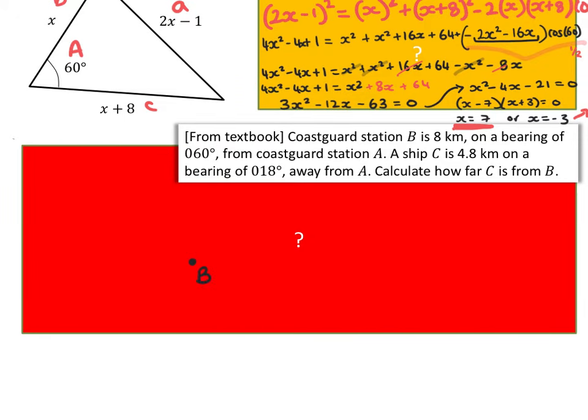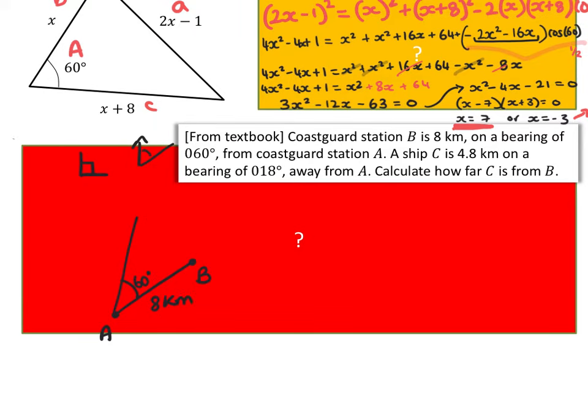It is 8 kilometres on a bearing of 60 from A. So it's come from A, 8 kilometres at 60 degrees. Now we know that this is 90 degrees, don't we? So 60 degrees is going to be a bit less than that. Okay, and whenever we do bearings, remember we start from the north line. So if you go north, go to 60, it's about there, isn't it? So we know that A is going to be here. This is 8 kilometres. And this here is 60 degrees.